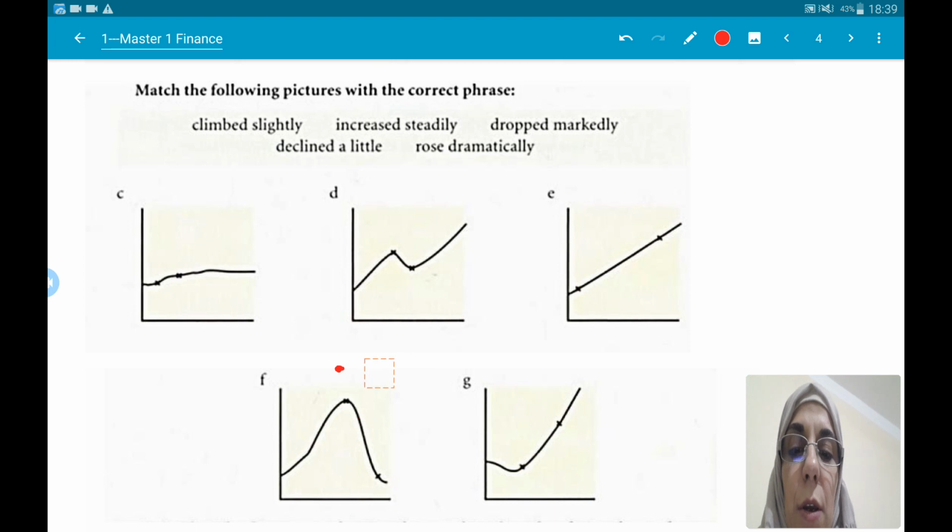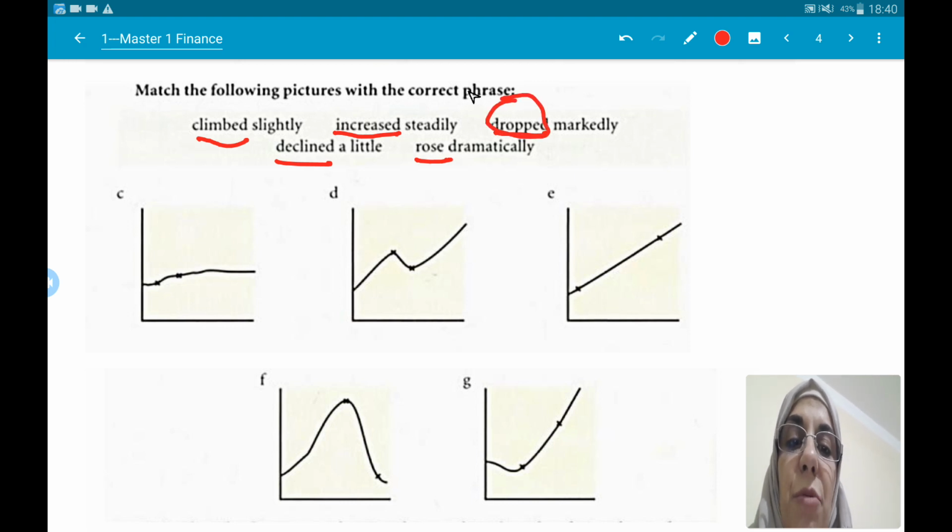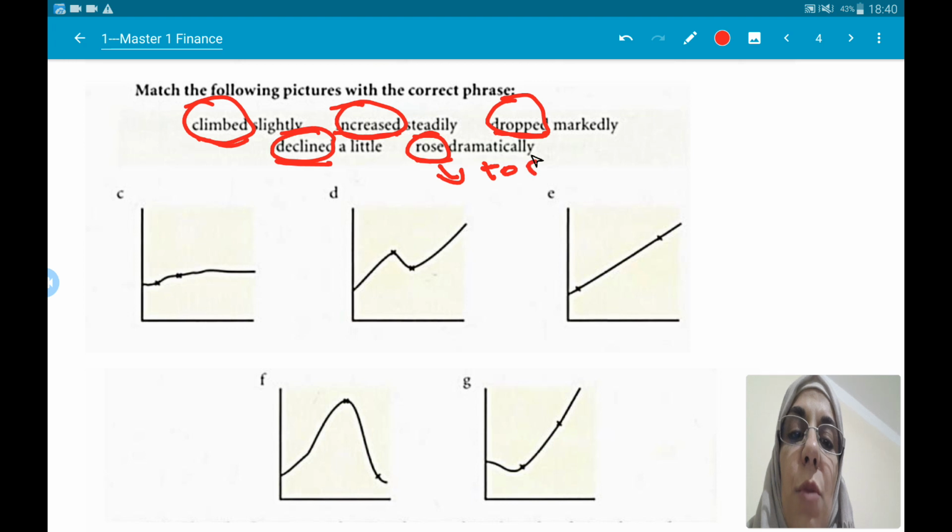Well, look at the use of the verbs here. All verbs are in the past simple, describing possibly a situation that happened in the past. Climbed, declined, increased, rose, dropped. Dropped is a regular verb, increased a regular verb, climbed a regular verb, declined as well is a regular verb, but rose is an irregular verb. The infinitive is to rise.